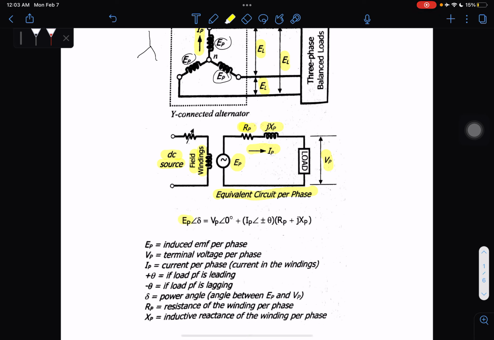Take note that EP is the induced EMF per phase. You already know this from your Electrical Machines 1. And our terminal voltage per phase is VP. IP is the current per phase, the current in our windings. And our angle theta is positive if our power factor is leading, and negative if the power factor is lagging.